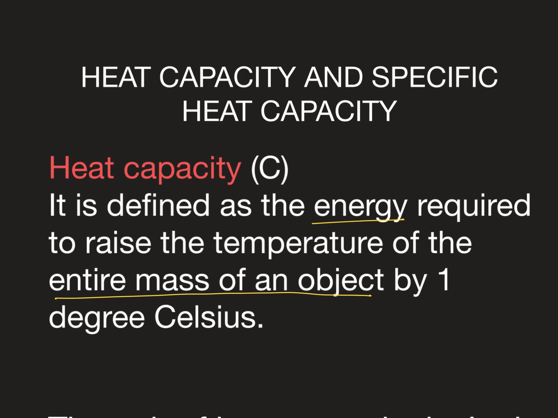What that simply means is, if you have an object, let's say it weighs 9 kilograms. Here, the heat capacity is the energy that is required to increase the temperature of the total 9 kilogram mass by 1 Kelvin or by 1 degree Celsius.